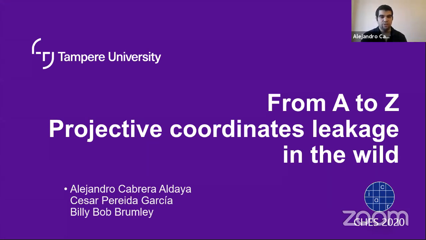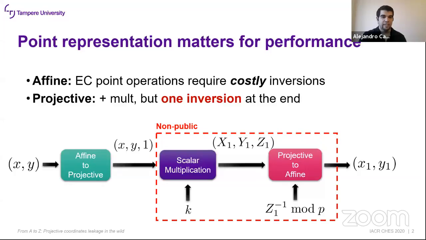This is a short talk on projective coordinates leakage in the wild. Regarding scalar multiplication, the representation of elliptic curve points matters for performance. Affine coordinates require costly inversion, and therefore projective coordinates are preferred because they trade some inversions for multiplications and only require one inversion at the end.